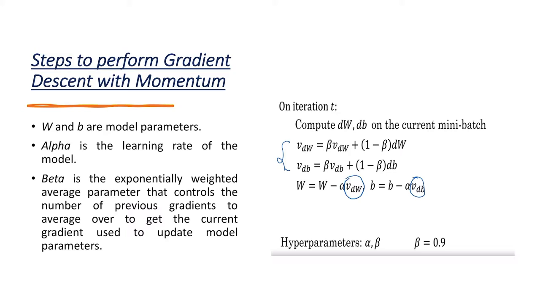One interesting thing to note here is that this beta parameter controls how many previous gradients we average over. So let's say you have decided on some beta like 0.9 for your training purposes. The number of previous gradients that we use for averaging is 1 over 1 minus beta. In this case, it will be 1 over 1 minus 0.9, which is equal to 10. So you will be averaging over the previous 10 gradients if you select beta as 0.9.